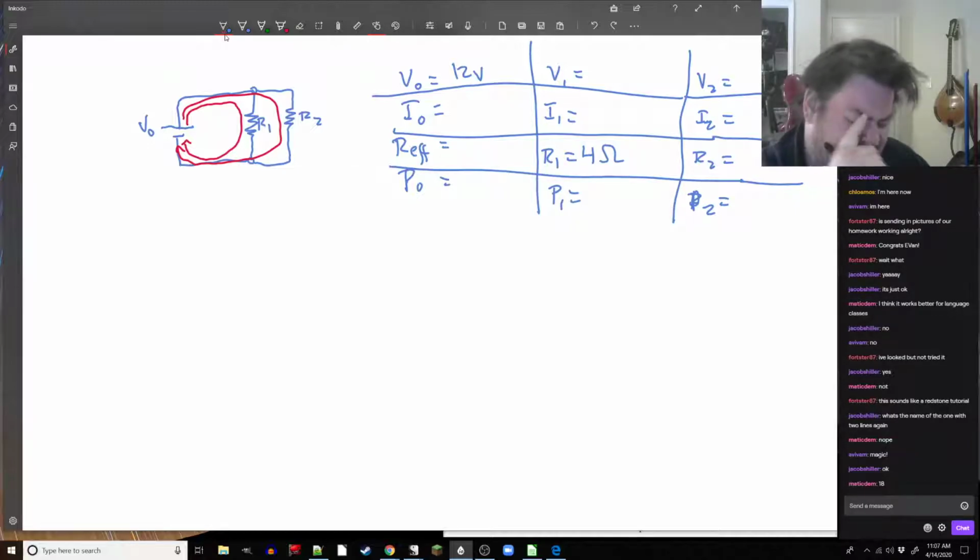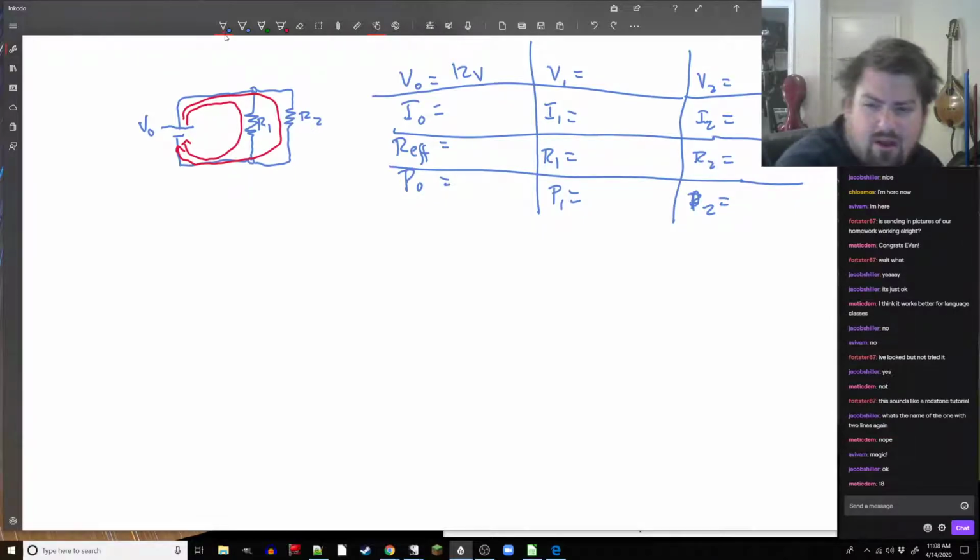What is that? No, that's not nice. Oh, you know what? I'm not going to do 4. I'm going to do 6 ohms. I'm going to do 3 ohms. I think that should make it a nicer number.